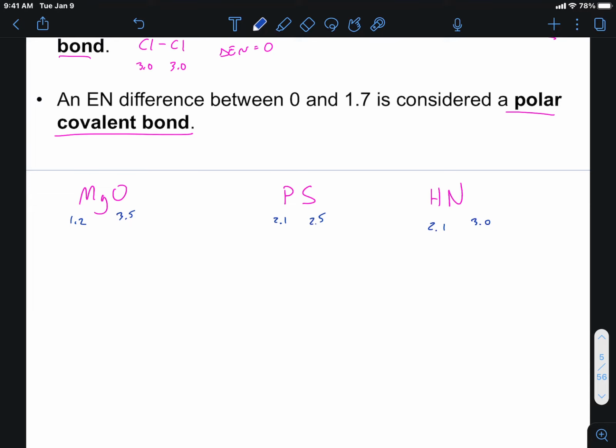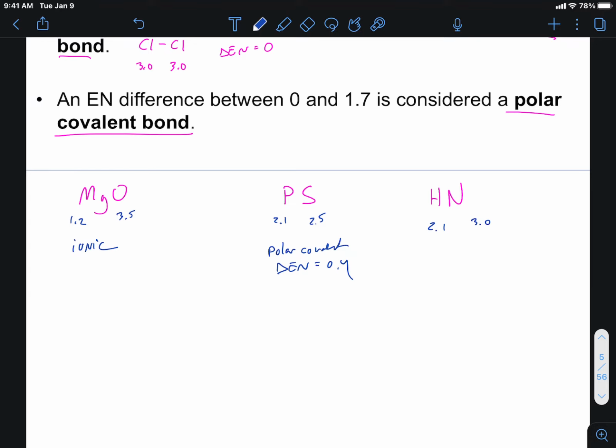All right, so for the first one, what do we have? Yeah, Caden. Ionic. That's ionic, yeah. 3.4 minus 1.2, it's going to be a difference of 2.3. Definitely ionic. What about phosphorus bonded to sulfur? Ojan? Polar covalent bond. Polar covalent, yep. That's a 0.4. Yeah, the delta EN equals 0.4.